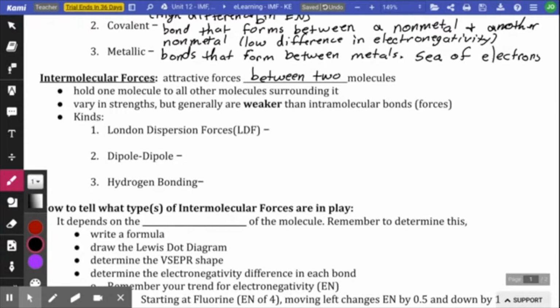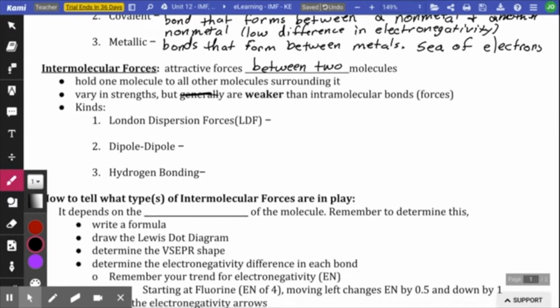It does vary in strength, but they are always weaker than the intramolecular forces. And that kind of makes sense, right? If I've got an intramolecular force that's holding a carbon to an oxygen, that's going to be stronger than what's attracting those two carbons or those oxygens and carbons on a molecule beside it.